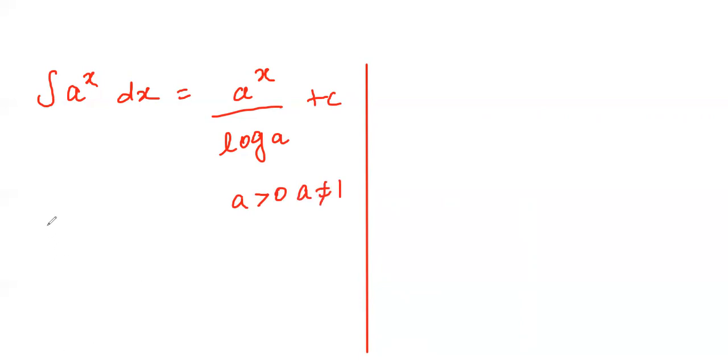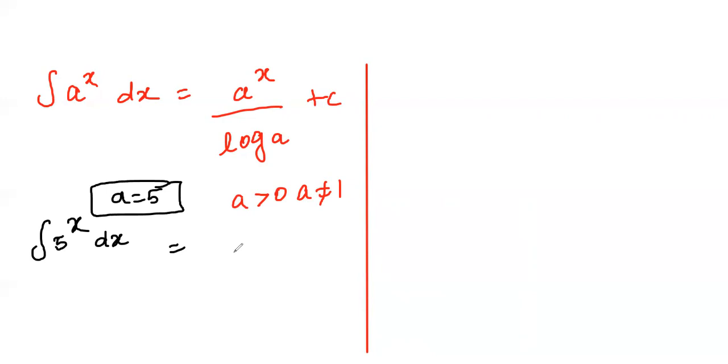So in case you're having 5 power x dx, the value of a is 5 here. So it'll be 5 power x upon log 5 plus c. Okay, this I understand.